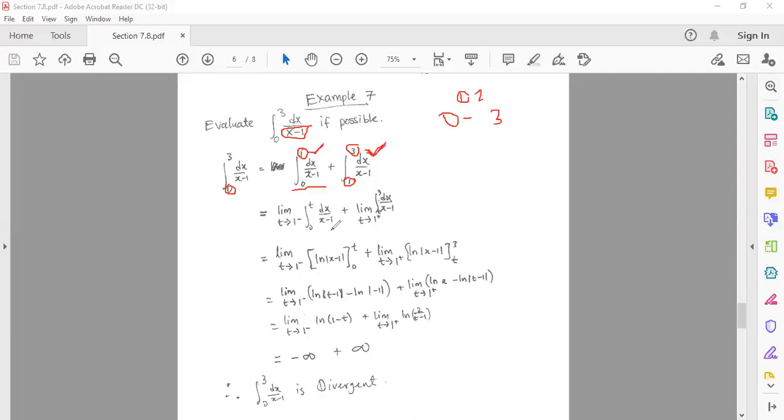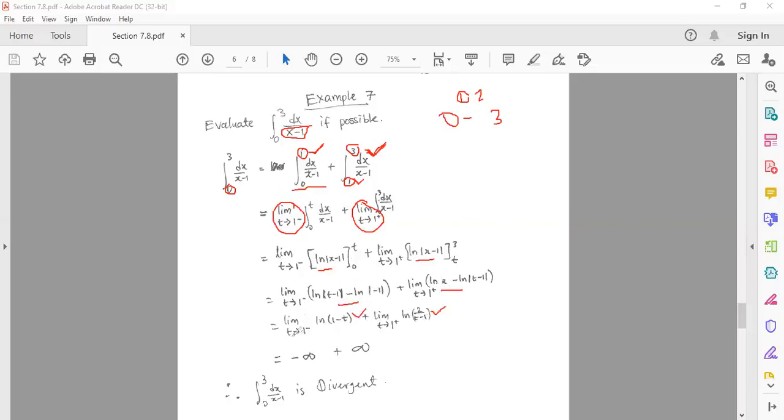In this case, I choose to do both of them simultaneously because I have enough space and ink to write. So we know that there is a problem at 1, and the 1 is on the upper bound. That's why I say limit as t tends to 1 from the negative side. There's a problem at 1 here too, but now it's a lower bound, so it becomes limit as t tends to 1 from the positive side. It's an easy function. It's just ln of the absolute value of x minus 1. Plug in the bounds, so upper bound minus lower bound, and it simplifies to something like this.